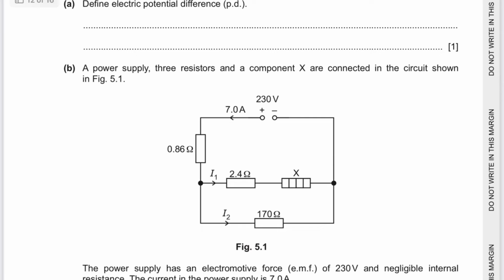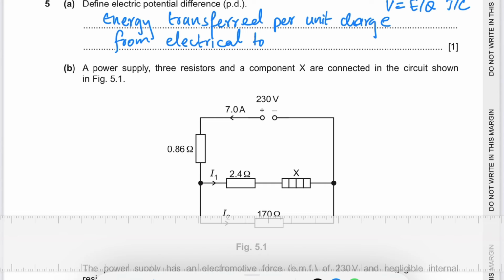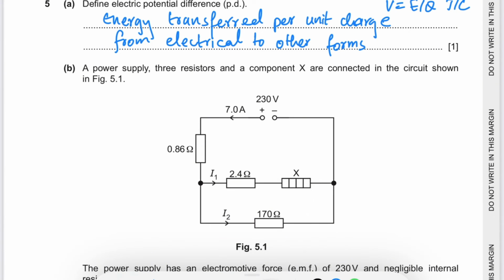Question 5a, define electric potential difference. That's just energy transferred per unit charge from electrical to other forms, and in terms of formula that would be E over Q, and so its units are joules per coulomb. This is the electrical energy that's provided to each charge from its power source.